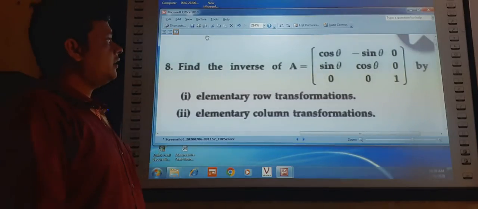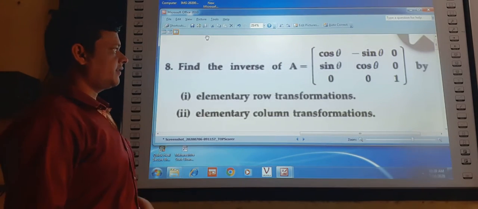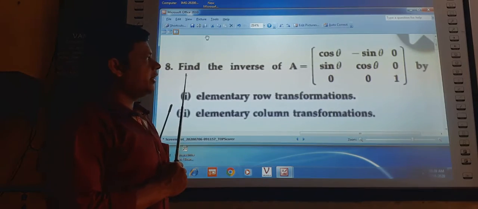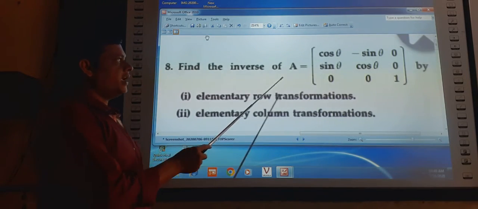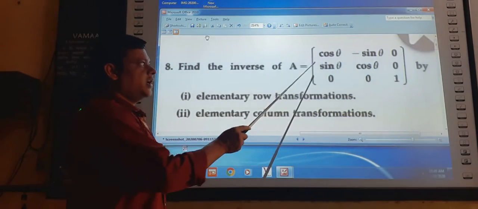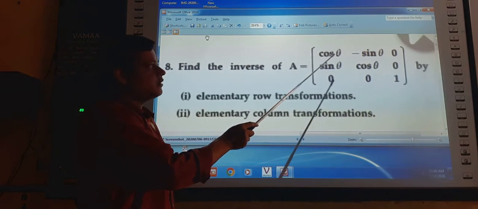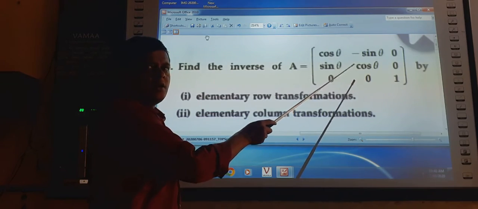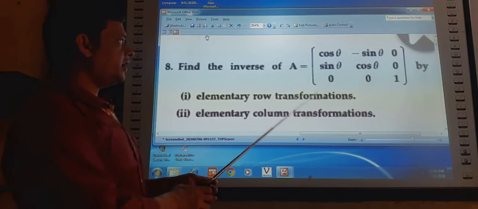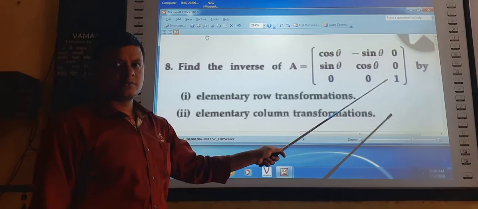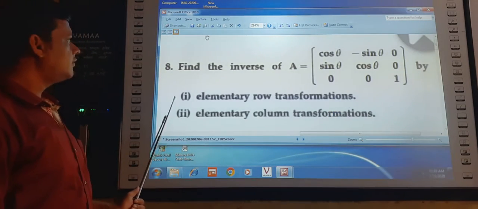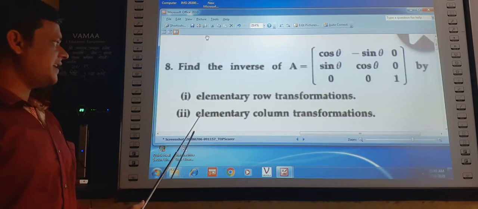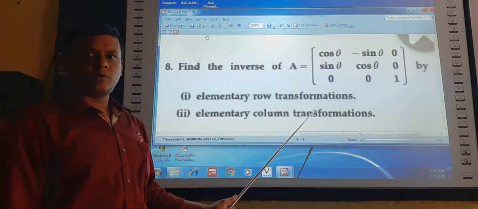We see one important problem from this chapter, miscellaneous 2a, question number 8. Find the inverse of A equals to. Here trigonometric functions are given, cos theta, sin theta, or we can say trigonometric ratios are given in this matrix as elements. We have to find the inverse by elementary row transformations and second by elementary column transformations.